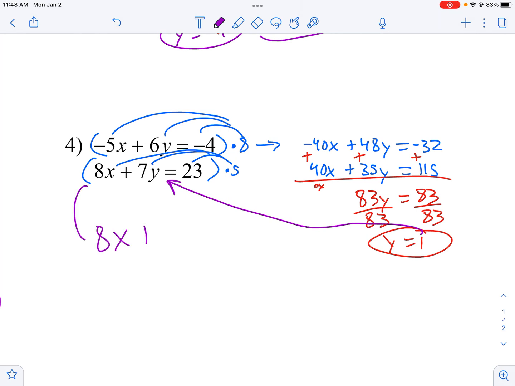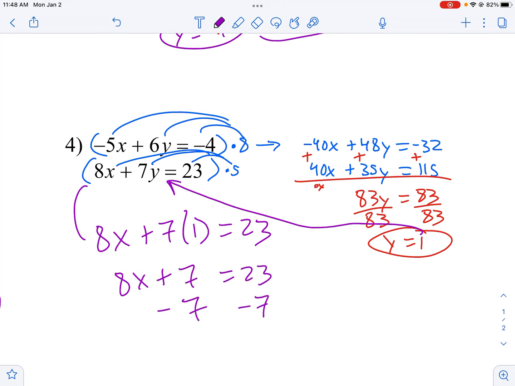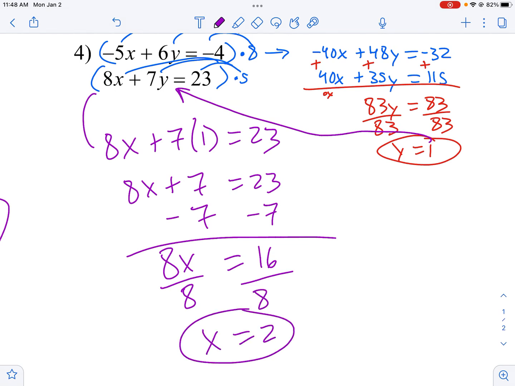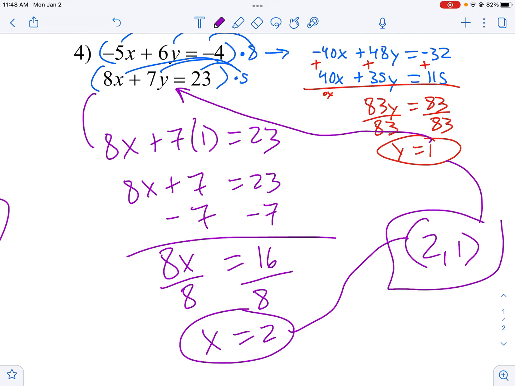So now I got 8x plus 7 times 1 equals 23. So I got 8x plus 7 equals 23. I can subtract that 7. And now I got 8x equals 16. And divide both sides by 8. And I got x is 2. Hooray! Double check that. So now I got x is 2, y is 1. So I got the point (2, 1), and voila.